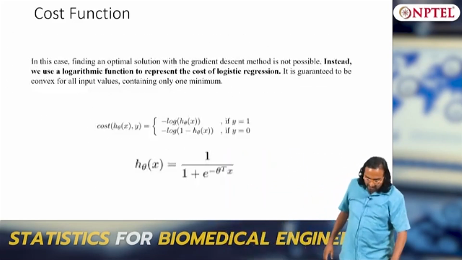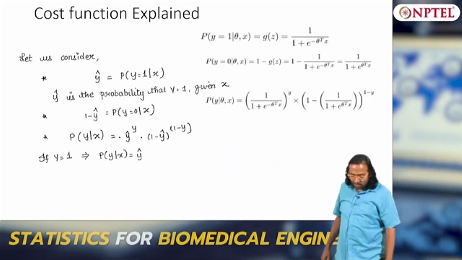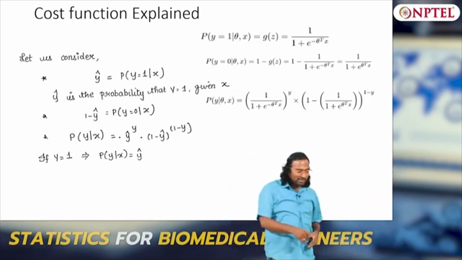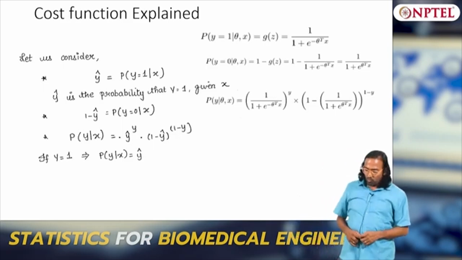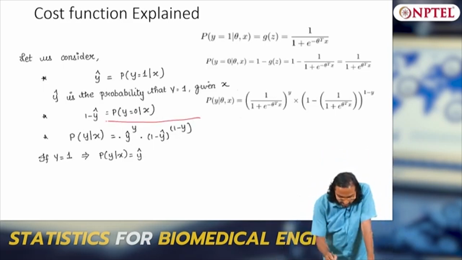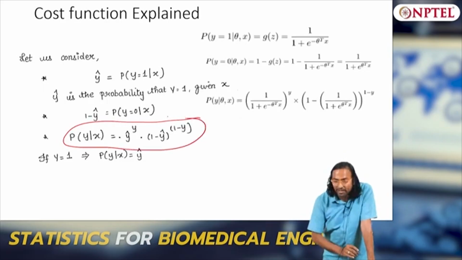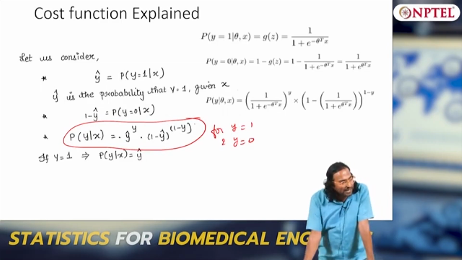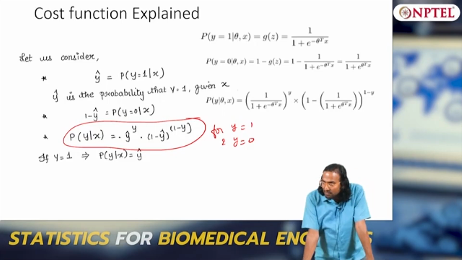Remember we have combined both of them together. I told you 1 and 0 we have combined together as y hat to the power y into 1 minus y hat to the power 1 minus y. This is my probability of y given x for both y equals 1 and y equals 0. This is my combined function, clear.